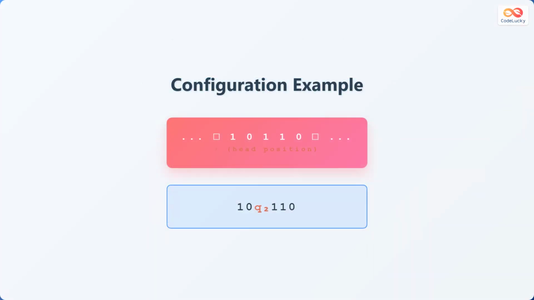Let's illustrate the configuration notation with an example. Imagine we have a tape with the following contents: a blank symbol followed by 10110, and then another blank symbol. The read or write head is currently positioned over the first one. In our notation, this configuration can be represented as 10Q2110. Here, 10 represents the part of the tape to the left of the head. Q2 is the current state of the Turing machine, and 110 represents the part of the tape starting from the head position to the right.